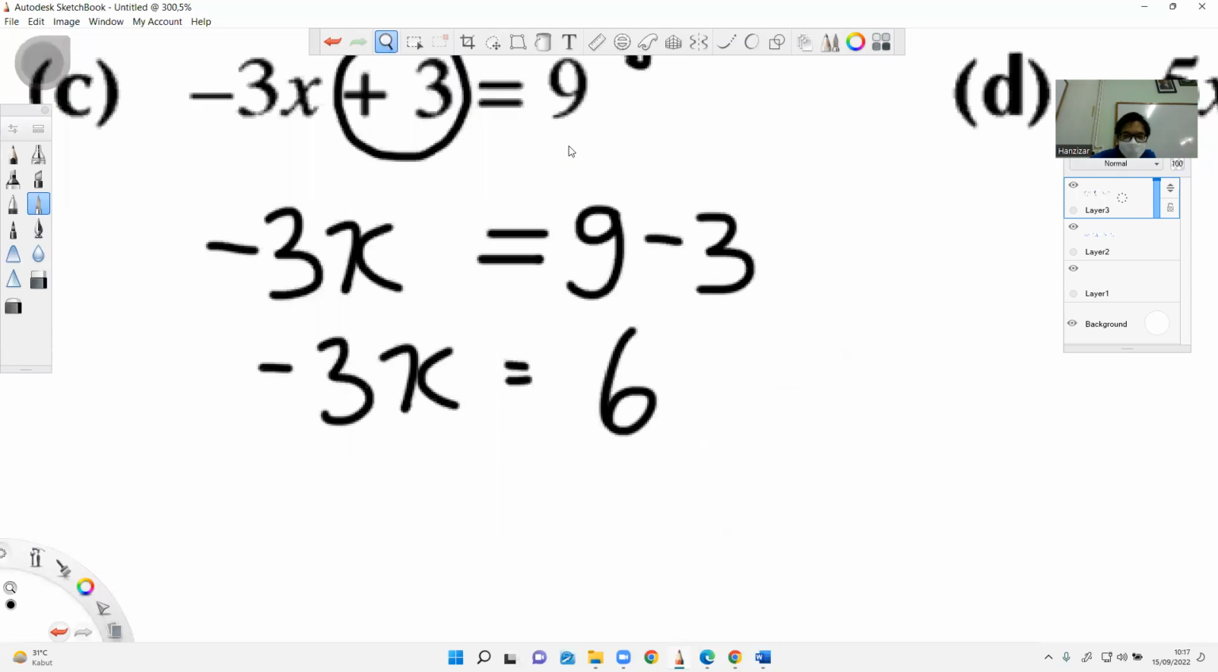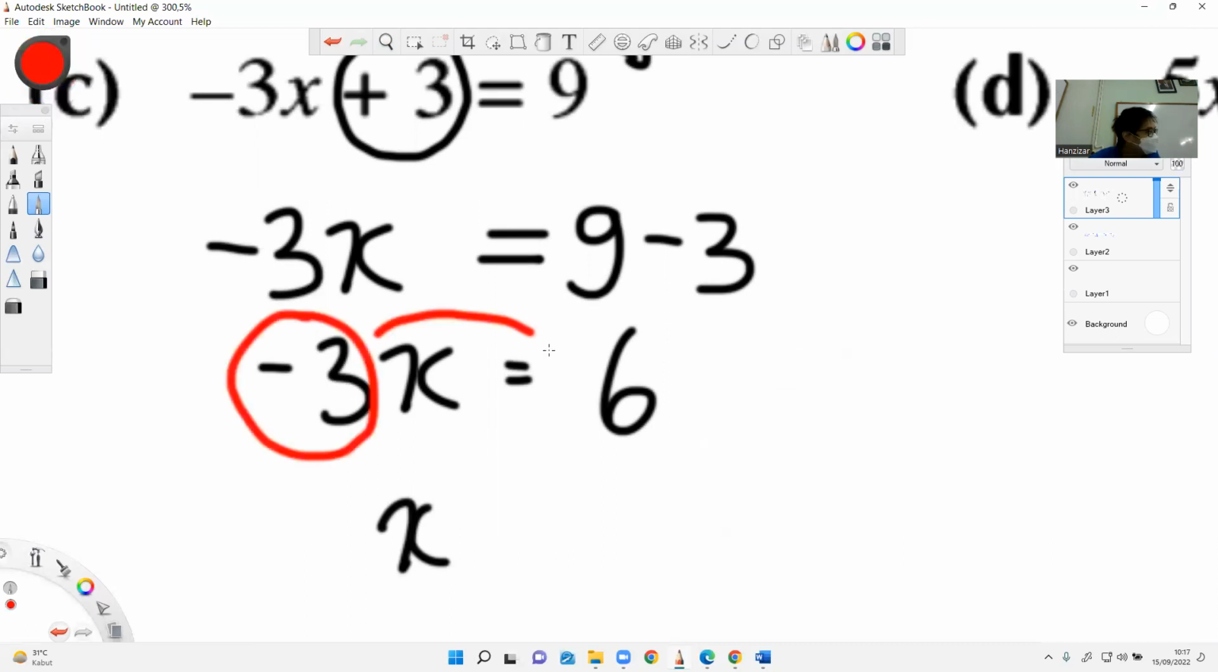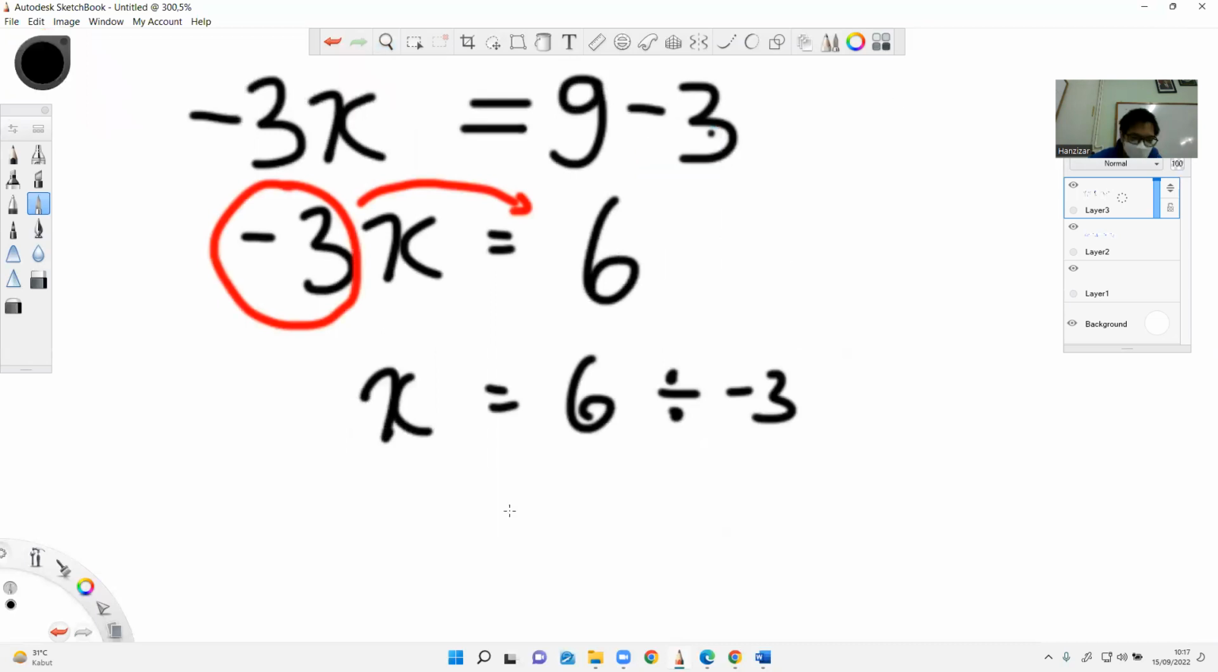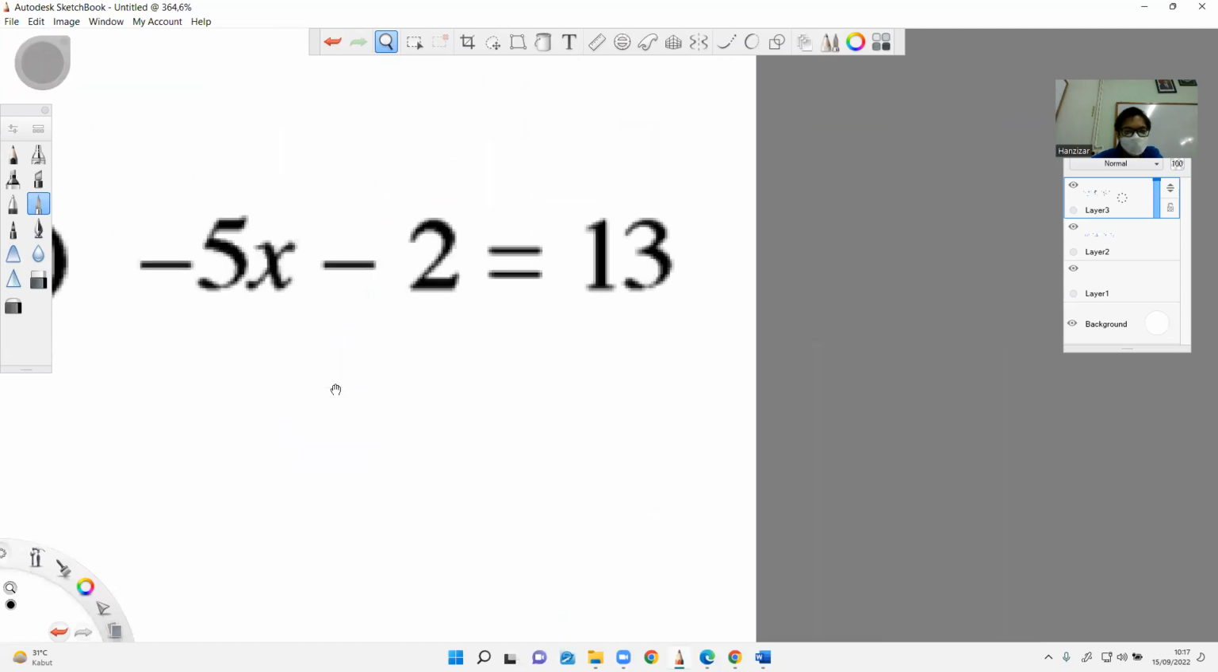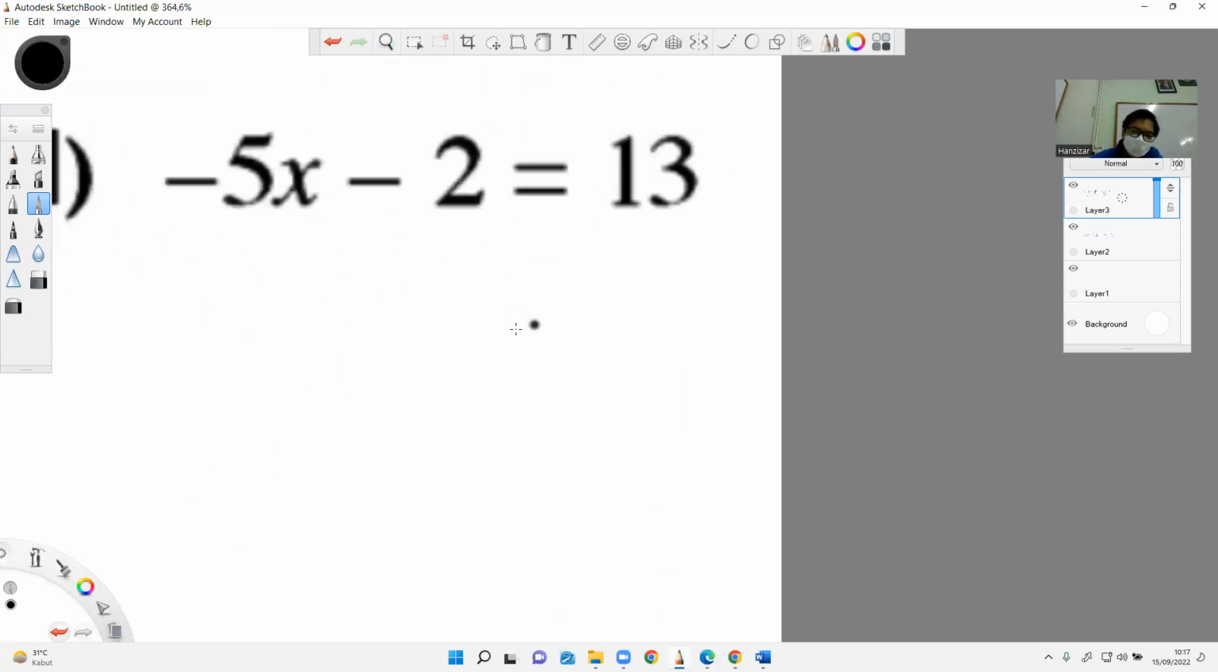And then what next? You are finding the value of x. So you move the negative 3 to the right side by dividing it because it's multiplied, right? So 6 divided by negative 3. Or you can put the fraction form, 6 over negative 3, is the same. 6 divided by 3 is 2. Positive divided by negative is negative. Any further question? Now there you go. What number do you want to change? Negative 2.